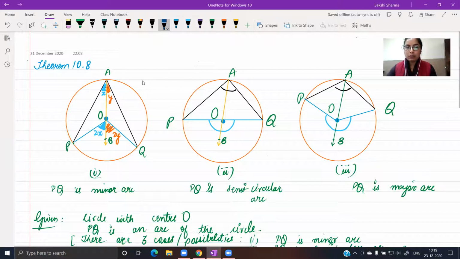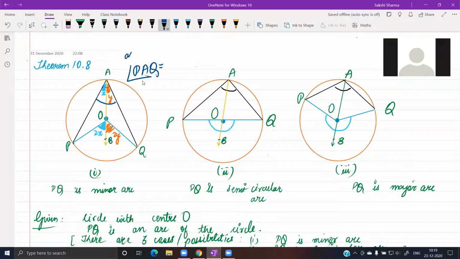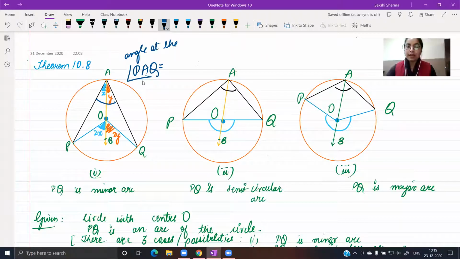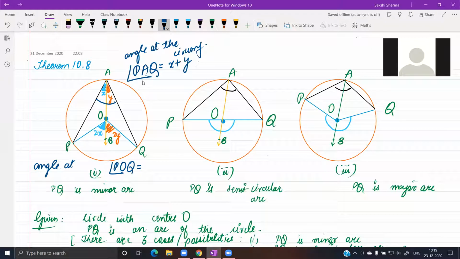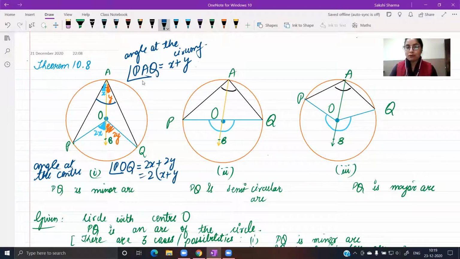Now, can you tell me what will be angle PAQ? X plus y. This is the angle at the circumference. The value for this angle comes out to be x plus y. And observe what is the value for angle POQ. 2x plus 2y. 2 common x plus y. That's correct. Now, do you see the relation we wanted to prove? The angle at the center is twice the angle at the circumference.